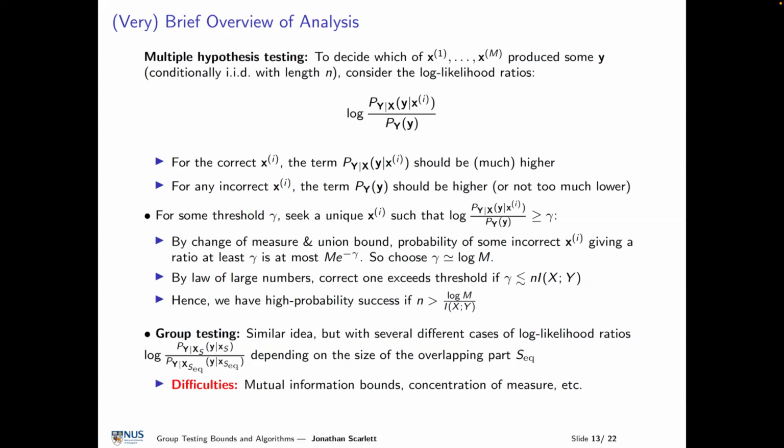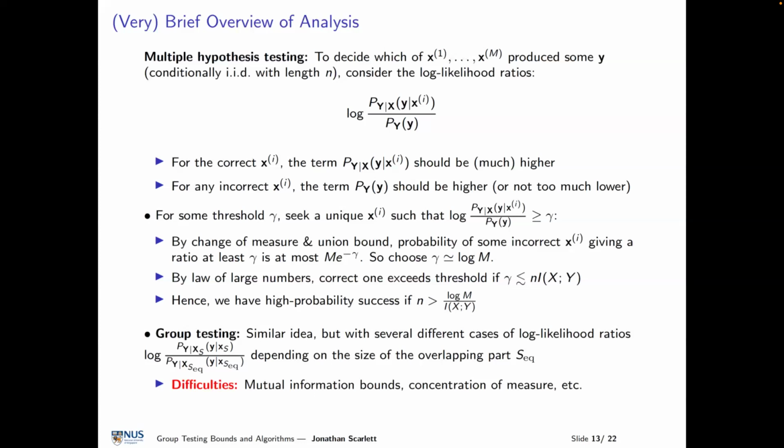And the rest of the slide goes through some analysis. For the incorrect ones, you can get an m times e to the minus gamma type of bound and set gamma equals log m to make it small. For the correct code word, you can use the law of large numbers and mutual information comes out. So in the simple communication setting, you get log of number of options divided by mutual information, which is related to that previous slide.